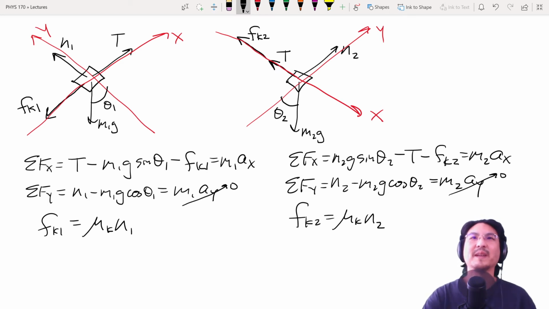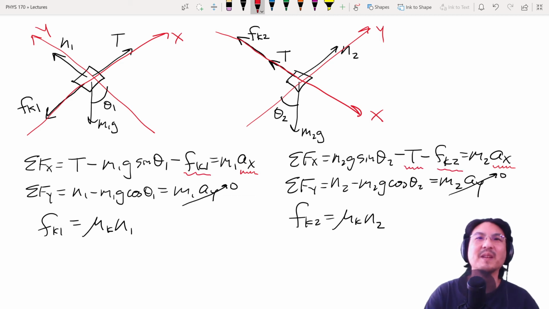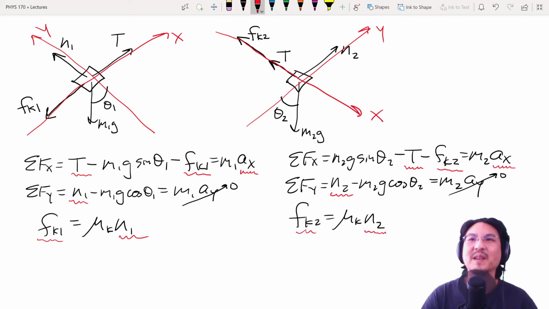Okay, and if we want to solve for acceleration, it's right here. But then there's a bunch of other unknowns, like we don't know this, we don't know this. We don't know the normal force. Okay, it looks like 6 equations, 6 unknowns, but maybe it's not so bad, right?